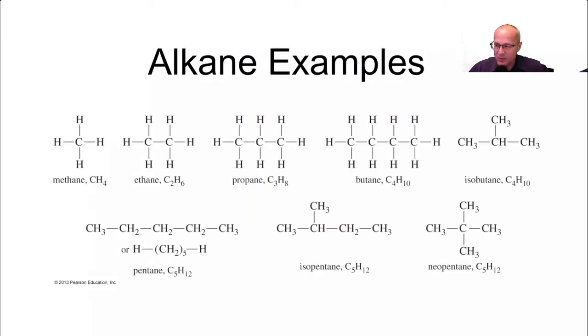Here are some examples of expanded formulas of alkanes. As you can see, every carbon has four bonds. Notice here, they all have the same molecular formula, but different chemical makeups, different bonding. Those are constitutional isomers. So are these of each other. All right.